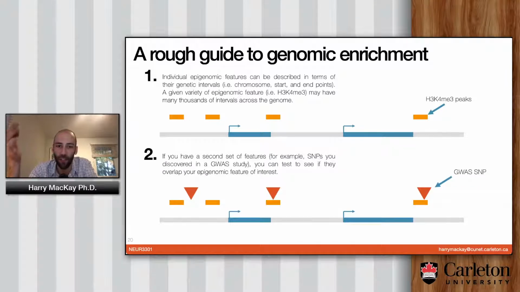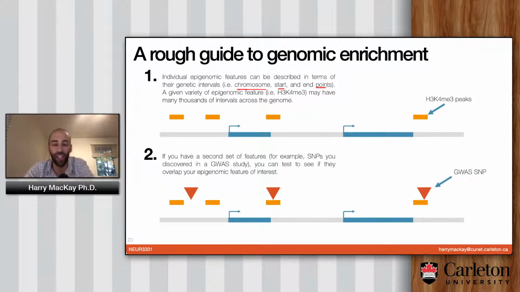Genetic and epigenetic features are described in terms of intervals. An interval is nothing more than a chromosome, a start, and an end point. You folks were working with intervals in this assignment when I gave you CHR1 colon 1 million to 1,500,000. That's an interval. It just describes a little section of the genome on a certain chromosome.